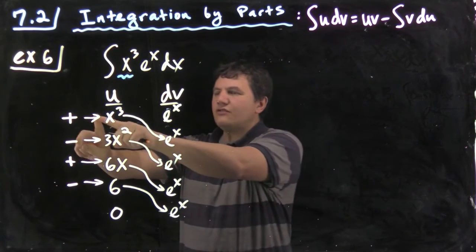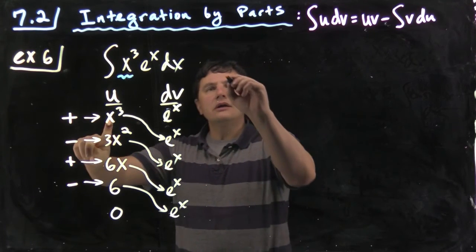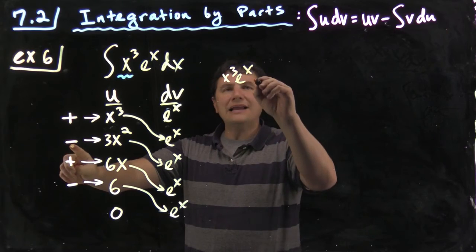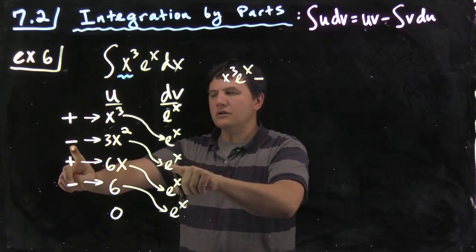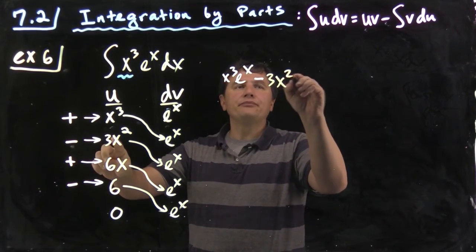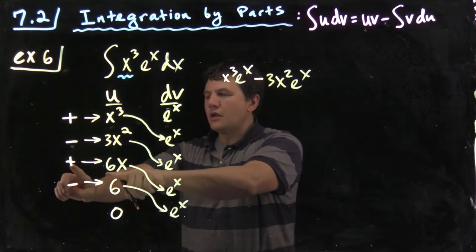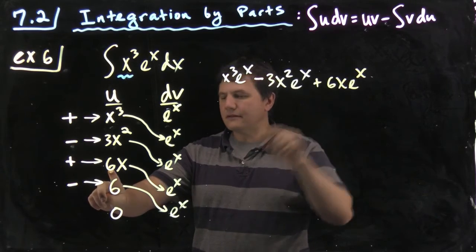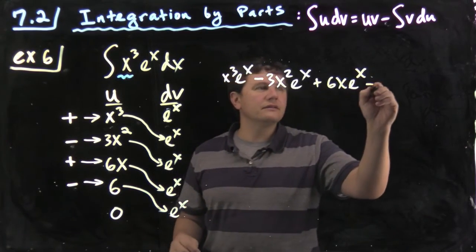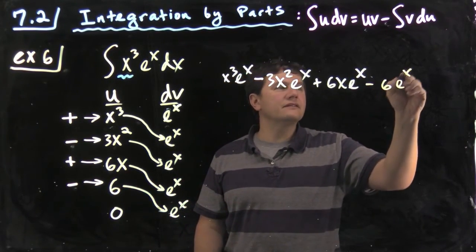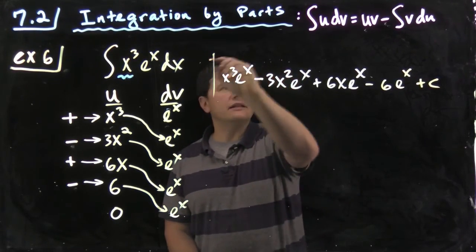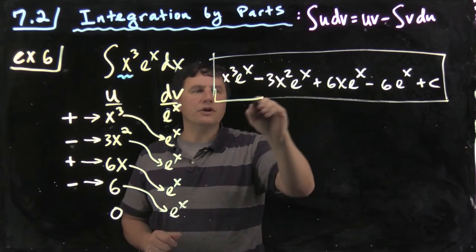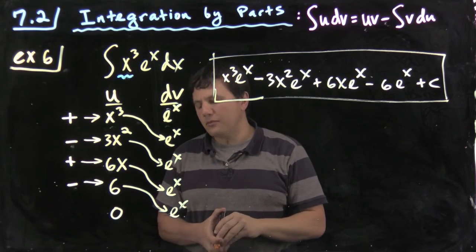Okay, so now we just follow these rows. So positive x to the third e to the x minus 3x squared e to the x plus 6x e to the x, and then minus 6 e to the x and plus c, and that is much, much easier than applying this formula 3 different times. Okay, so that's the tabular method.